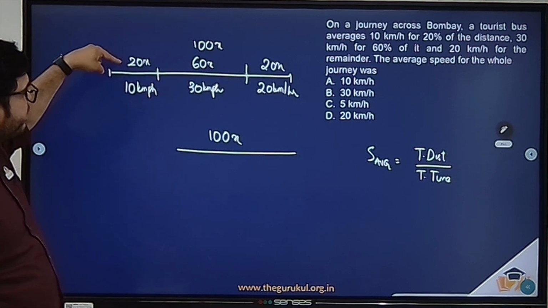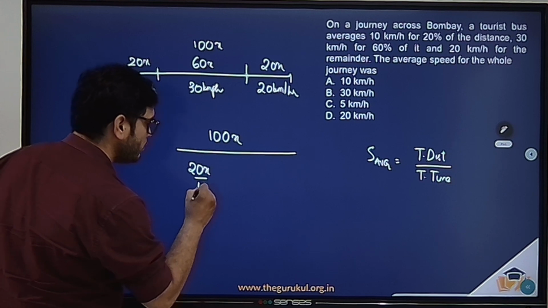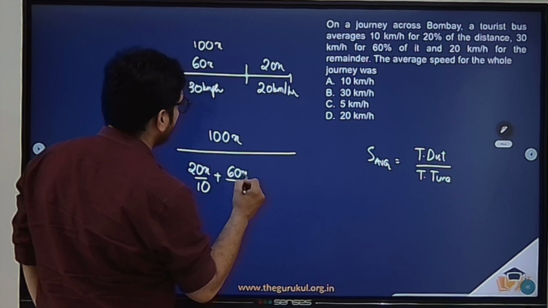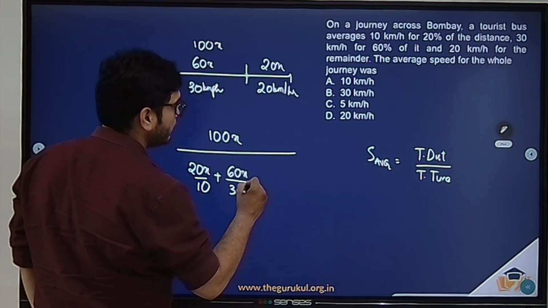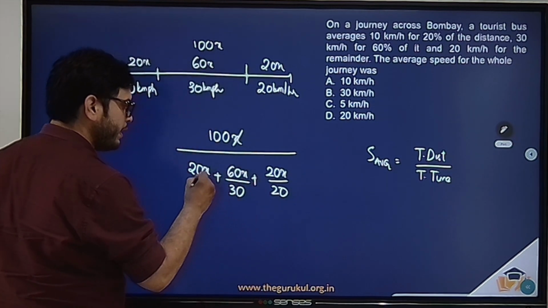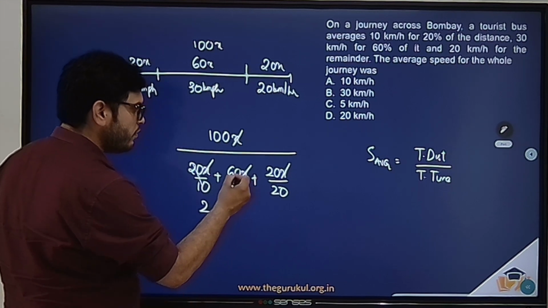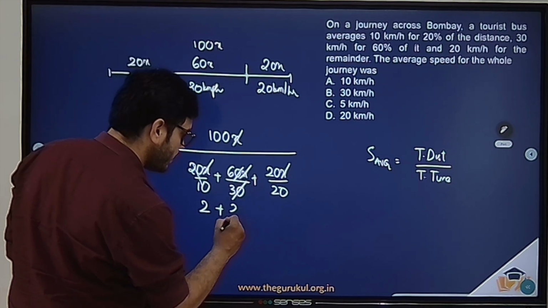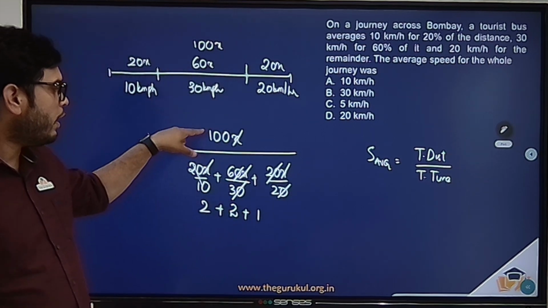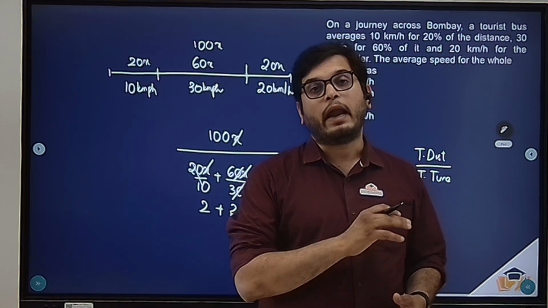Now 20x is covered at 10 kilometers per hour, so the time would be 20x by 10, plus 60x distance at a speed of 30 kilometers per hour, 60x by 30, plus 20x by 20. First let me cancel x. Now 20 by 10 is 2, plus 60 by 30 is 2 again, plus 20 by 20 is 1. 2 plus 2 plus 1, 5. 100 by 5, 20 kilometers per hour was the average speed of the entire journey.